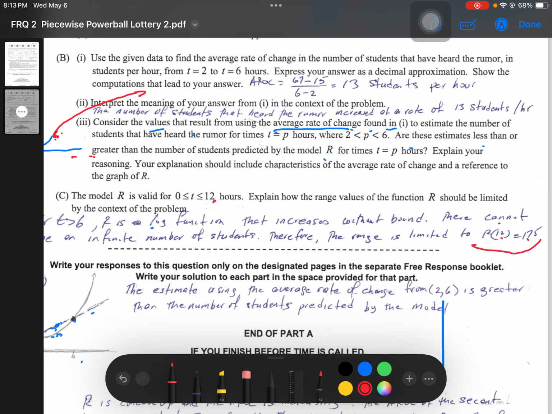So you must explain that. Put that in your answer. They're telling you that the end of the domain is 12. Therefore, my range is going to end at R of 12, which is approximately 175.